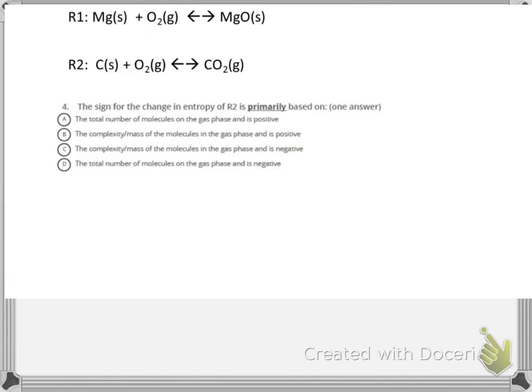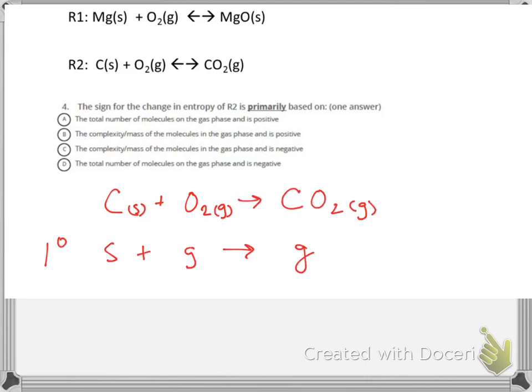This question is about the assignment of the sign of the change in entropy of R2. It asks, based on what? So looking at the reaction, the primary consideration when we make the evaluation is based on phase. But we see that we have one gas particle making another gas particle. Here we don't even consider the solid at all. One gas particle making one gas particle, we see the same. So we can't use the primary consideration to assign the sign of entropy because they're identical from the purpose of phase only.